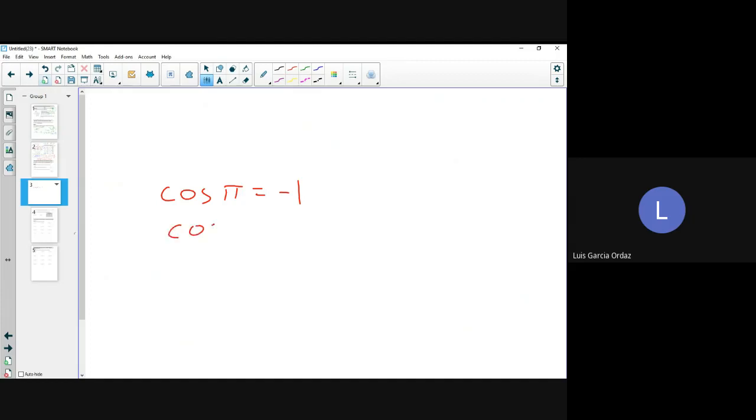Which means cos of pi is equal to sine of 3 pi over 2. Is that correct? No, what's the ratio of sine of 3 pi over 2? Oh yeah, it's 0, -1.